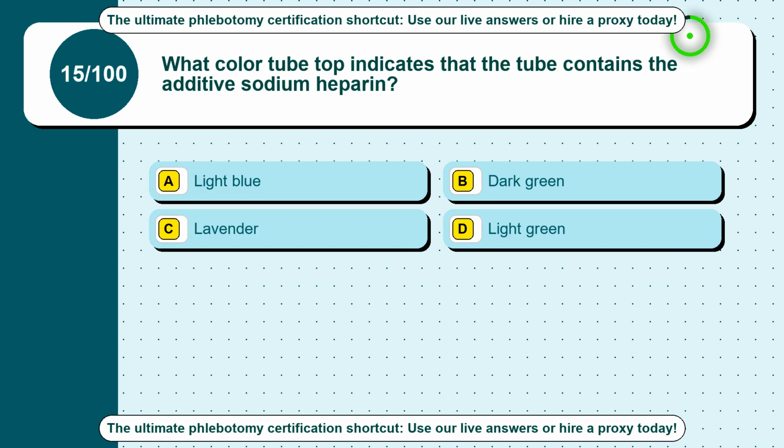Question 15. What color tube top indicates that the tube contains the additive sodium heparin? Option A, light blue. Option B, dark green. Option C, lavender. Option D, light green.